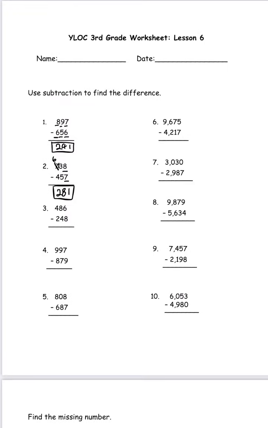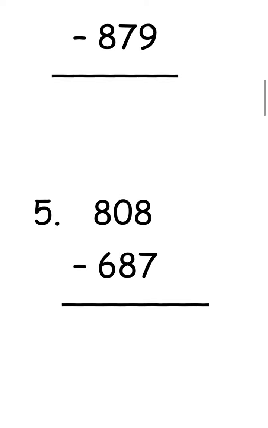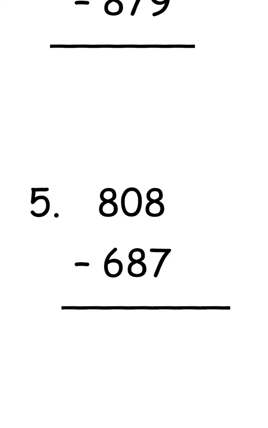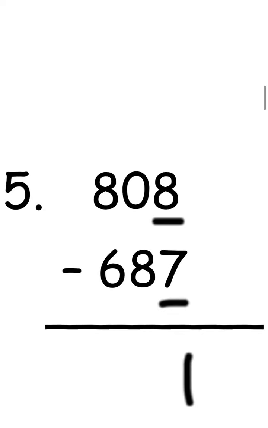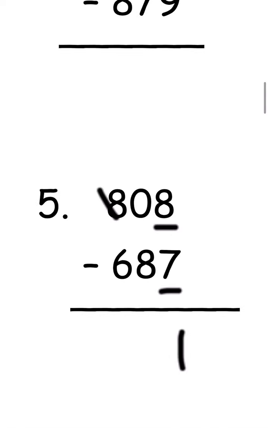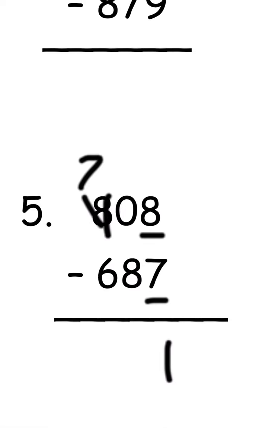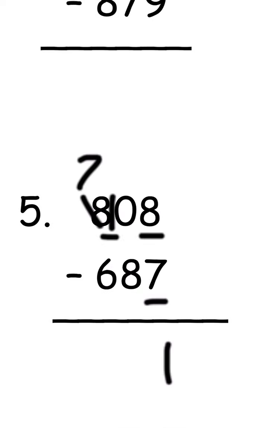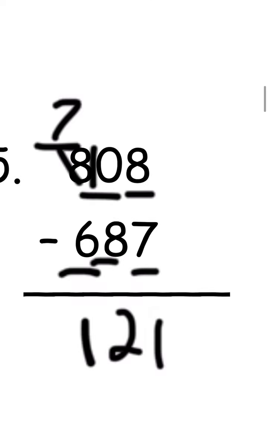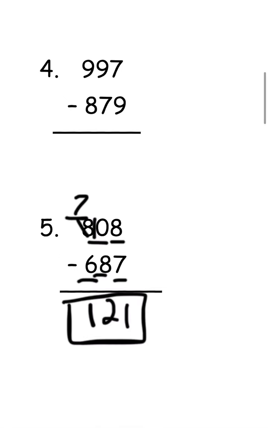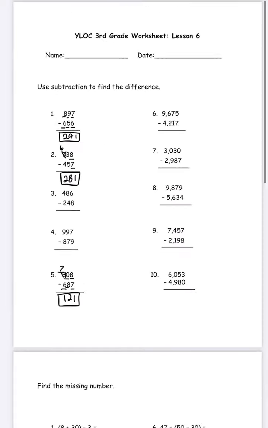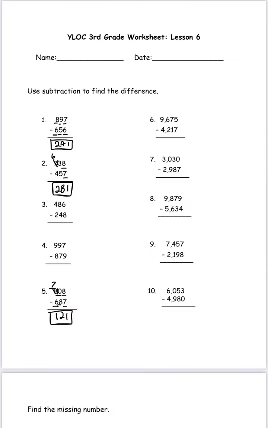Let's look at number 5. For number 5, we have 808 minus 687. So 8 minus 7 is 1. And again, we need to borrow from 8, which is going to become 7, and 0 is going to become 10. So 10 minus 8 is 2, and 7 minus 6 is 1. So 121 is the answer for number 5. Let's move on to number 8.